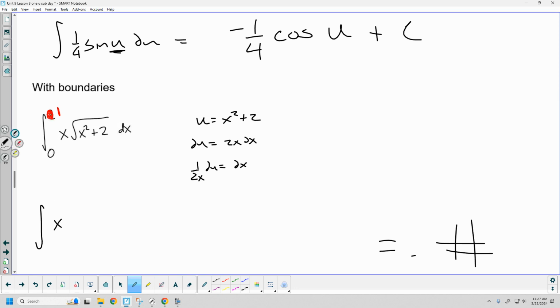We got x, it stays x. We got the square root of x squared plus 2. I'm going to replace it with u. And I got 1 over 2x du, the derivative of x squared plus 2, which needs to be undone, which this process does. X will go away. And I'm going to just rewrite this as 1/2 u to the 1/2 du. Pause. Don't take the antiderivative yet.